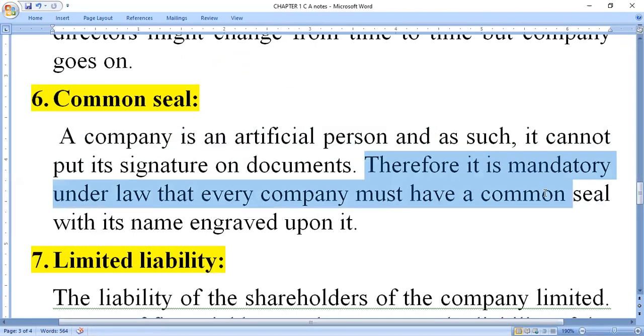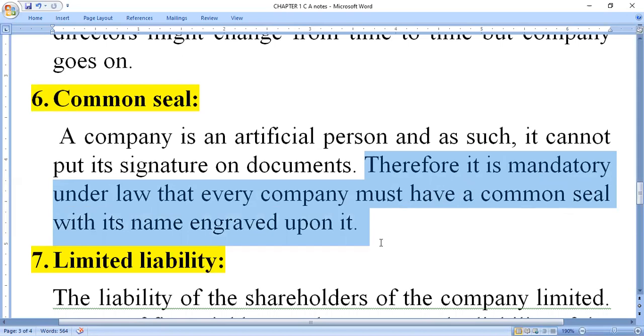Therefore, it is mandatory under the Companies Act that every company must have a common seal with its name engraved upon it. Engraved means they put the name and address of the company. This is what we call a common seal. The common seal is nothing but the name and address of the company.